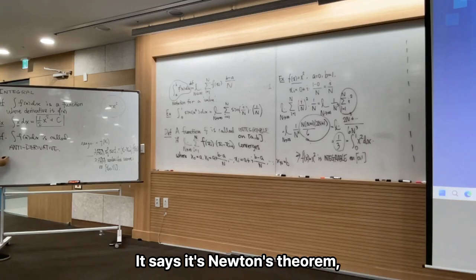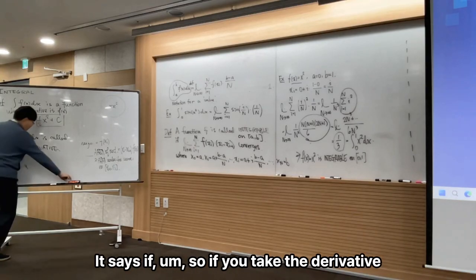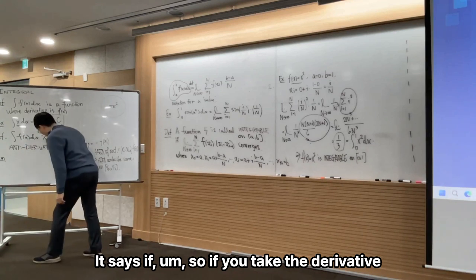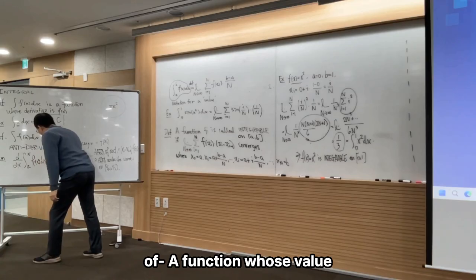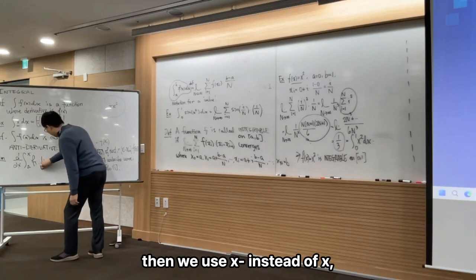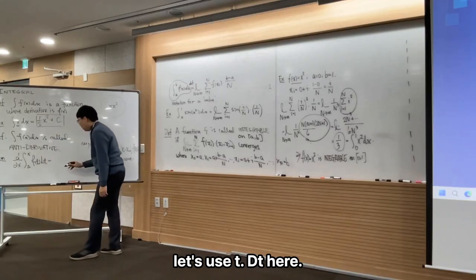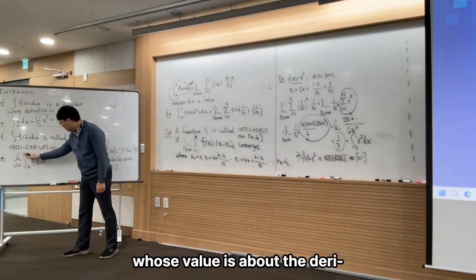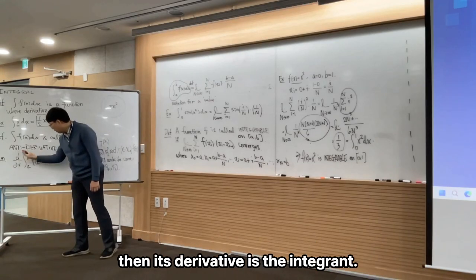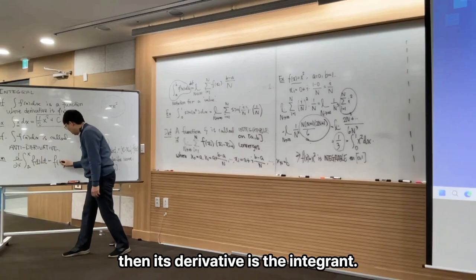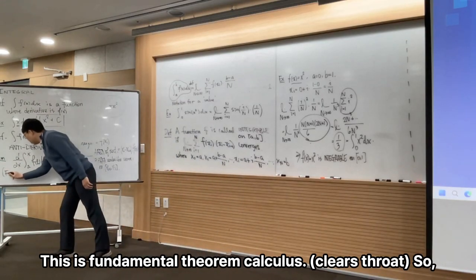It's Newton's theorem, the fundamental theorem of calculus. It says if you take the derivative of a function whose value is defined to be, since x is already used, let me use t instead of x here, the definite integral that contains x on the upper bound, then its derivative is the integrand. That's the fundamental theorem of calculus.